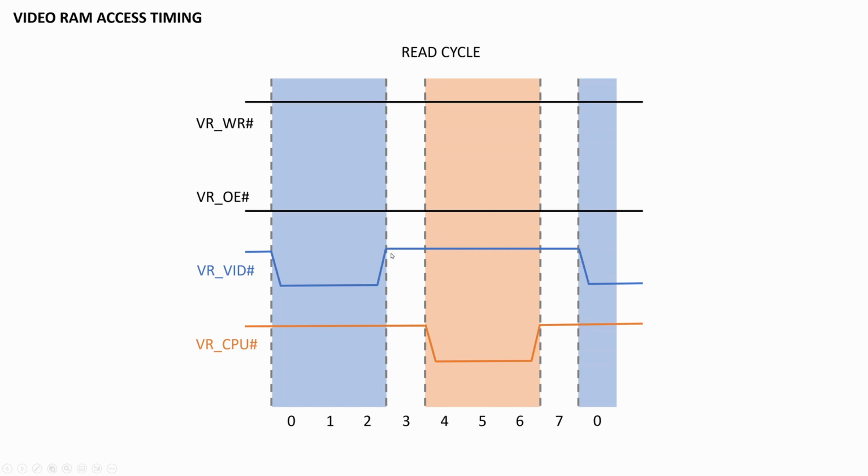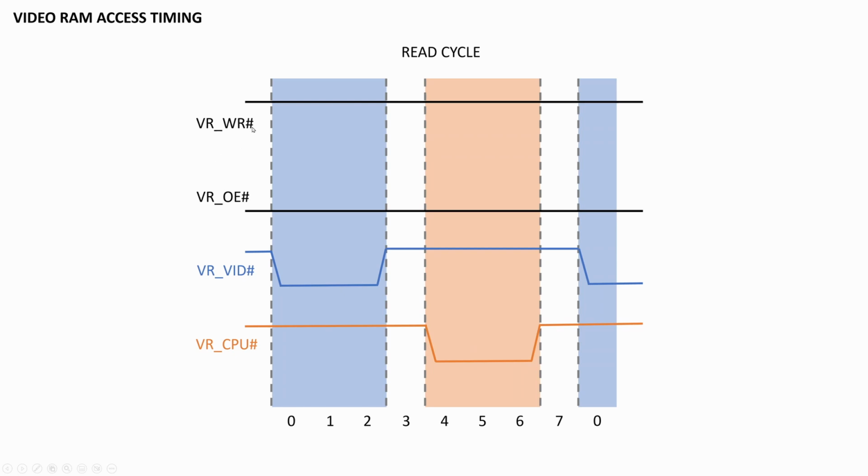Now that is very deliberate. That's there to guarantee there's never any possibility of an overlap, the video circuitry trying to access the RAM at the same time as the CPU circuitry. That can't happen because we have this full cycle where both lines are disabled. They're both high at that point. So the blue line here only drops low in periods 0, 1 and 2. That's when the video circuitry has access. And the orange line, the CPU line, only drops low in periods 4, 5 and 6. That's when the CPU has access.